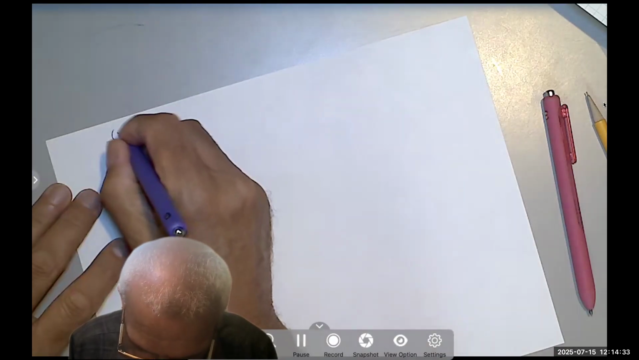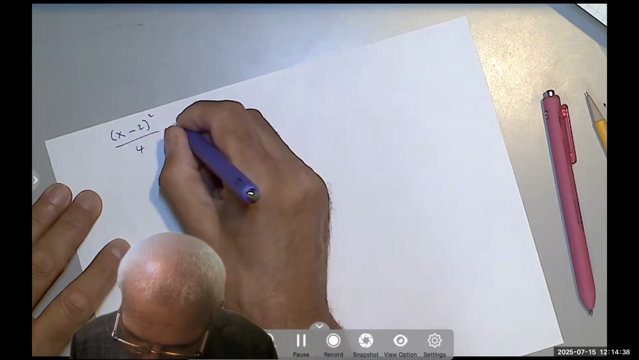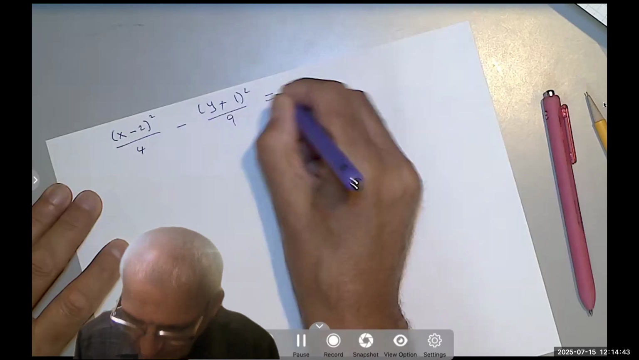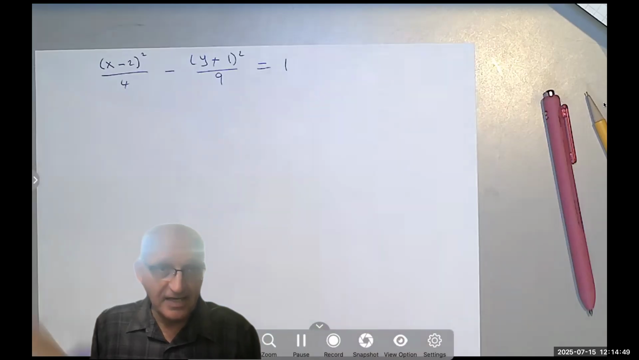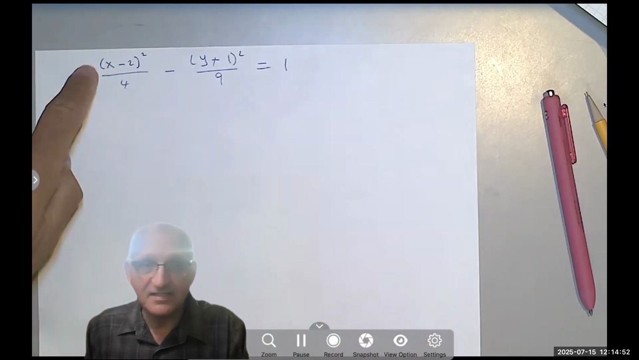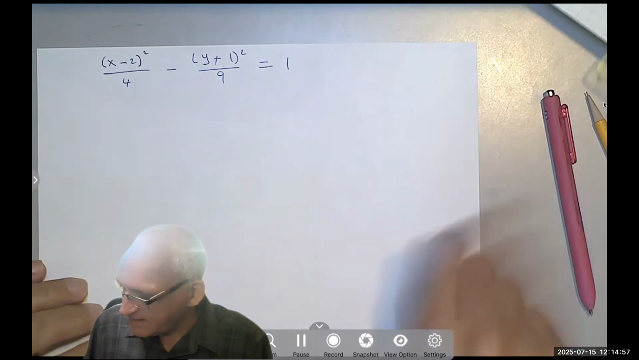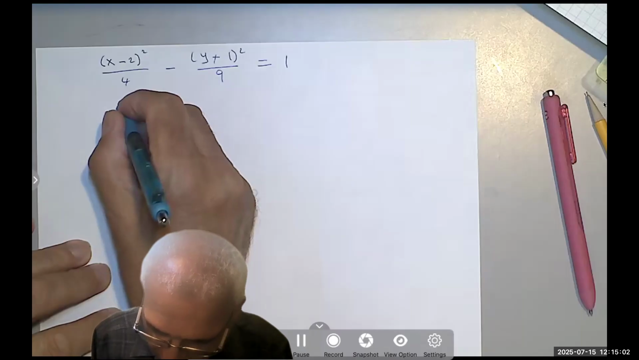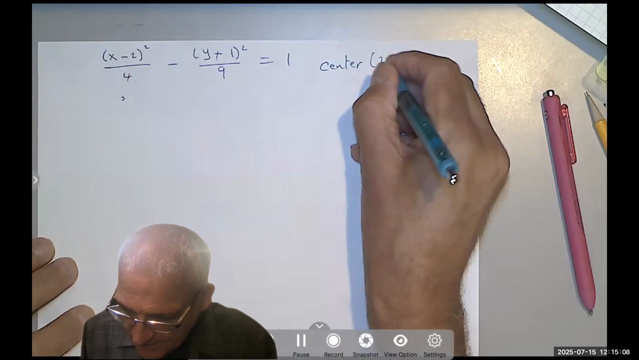So let's make up one. Let's say x minus 2 square over 4 minus y plus 1 square over 9 equals 1. That's definitely a hyperbola opening right and left because this is positive, not because it's larger, because it's positive. So we say, okay, in this case, this is a square and that's b square. So first of all, we say the center is at 2 and negative 1.